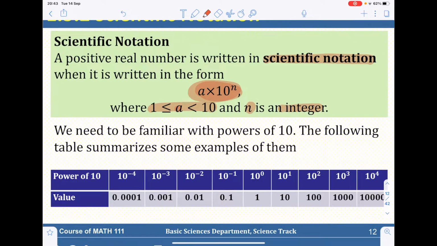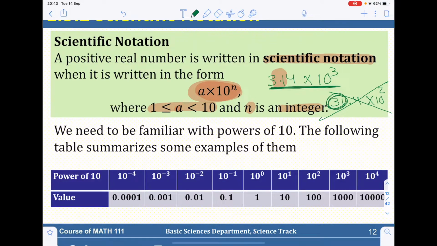So imagine here you have 3.14 times 10 to the power 3. This is an example of scientific notation, but 31.4 times 10 to the power 2 is not a scientific notation because the number here should be in between 1 and 10. So either 1, 2, 3, 4, 5, 6, 7, 8, and 9. That's it. So we should put it in that form, and this form we call scientific notation.